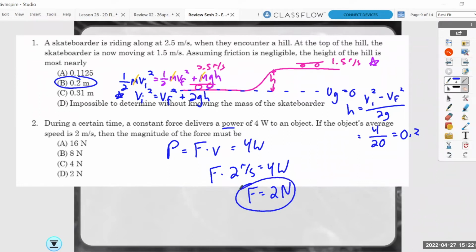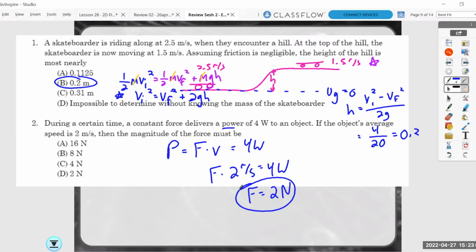Is there a different way to do this? There is a different way to do this, and I have to think about what that would be. This is actually probably the best way to do it. Is just power equals force times velocity.